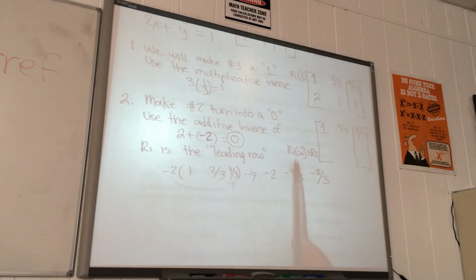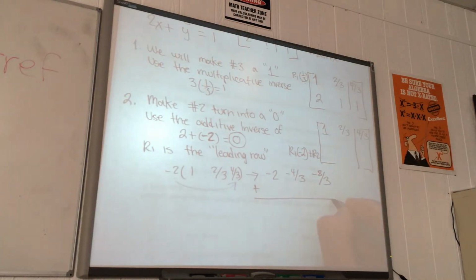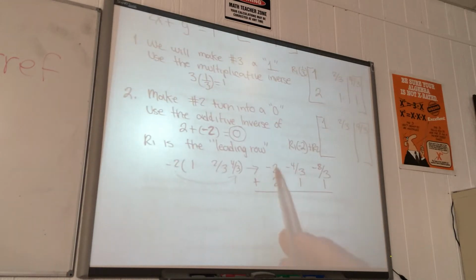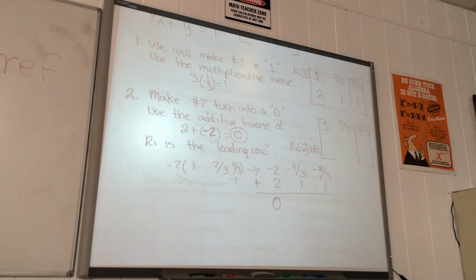Now, what does it say here? We multiply R1 times negative 2, and then what do we do after that? Yeah, and then you add R2. So now we're going to add R2. So, Amaya, read R2 for me, please. From here. 2, 1, and... Okay, very good. So what is negative 2 plus 2? 0, right? That was the whole purpose of it.